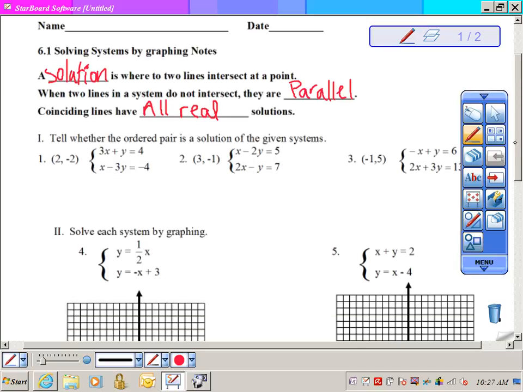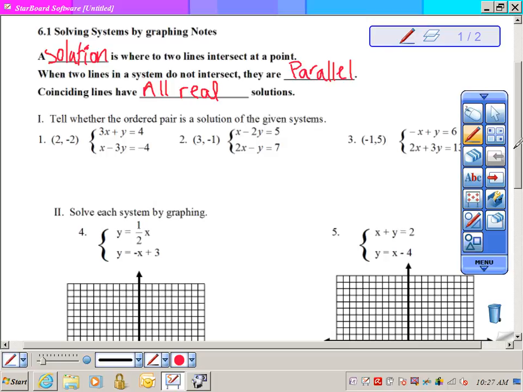Okay, part 1 says, tell whether the ordered pair is a solution of the given systems. So if I'm giving you 2 equations in an ordered pair, what's the easiest way for us to check and see if that ordered pair works? Very good. Fill it in. So let's do that. So for the first one, 3x, so I should write 3 times 2. Very good. Plus -2 equals 4.